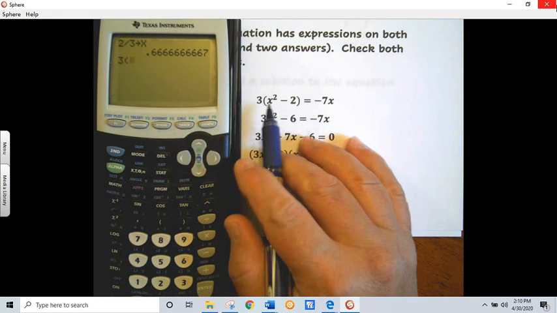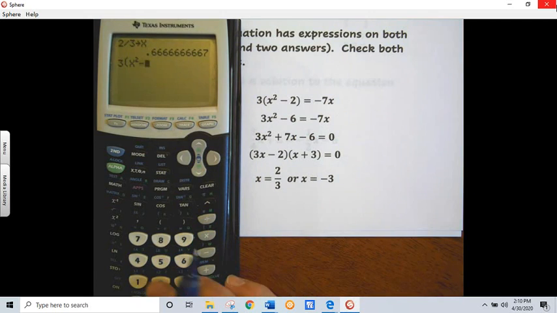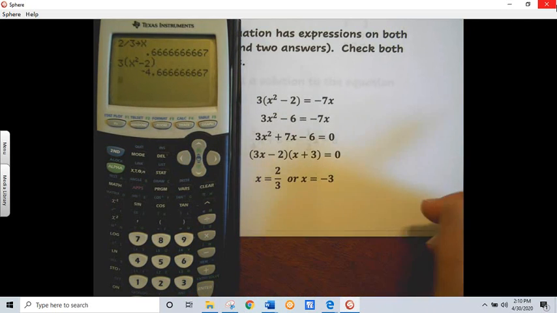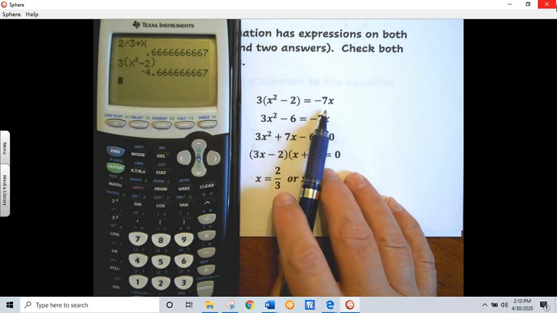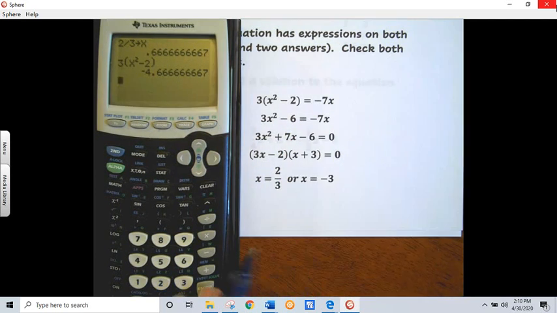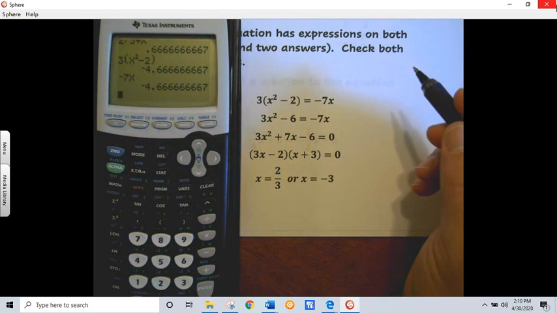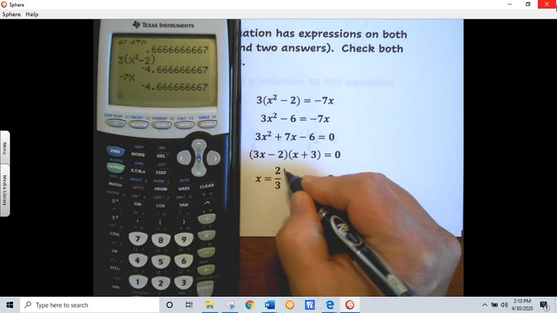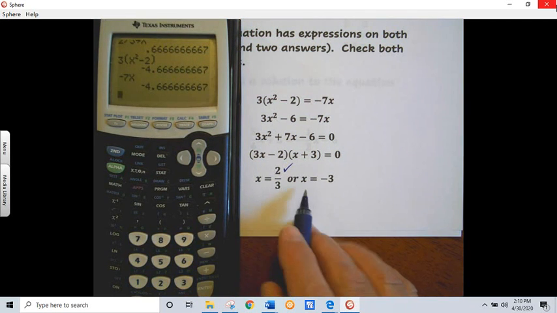Now I can use the squared key. I'll do that this time. And that's over here. In the future, I'm just going to say x times x. It's a lot faster. And you want to be very quick at this. So the left-hand side turns out to be this numerical value. And the right-hand side, -7 times x, turns out to be the equal or same value. So this answer checks.